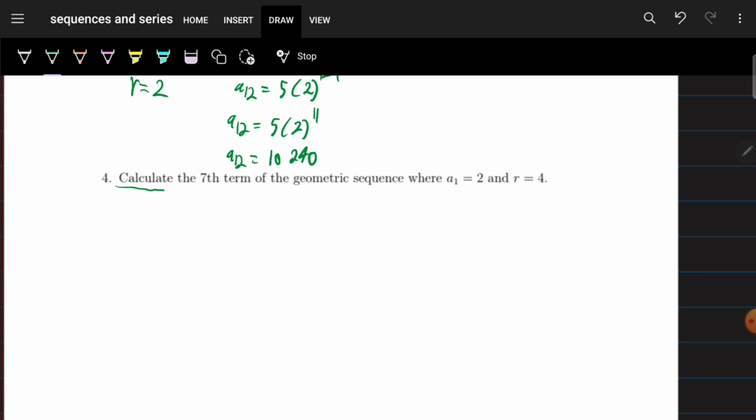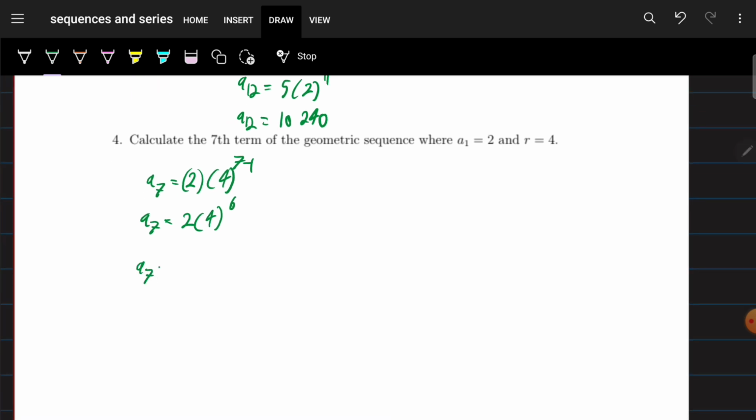Let's look at the next one. It says calculate the seventh term of the geometric sequence where a1 is 2 and r is 4. So the seventh term is our a term, which is 2, times the common ratio to the power of 7 minus 1. So a7 is 2 times 4 to the 6. So let's see, 4 to the power of 6 times 2. The seventh term comes out to 8,192.